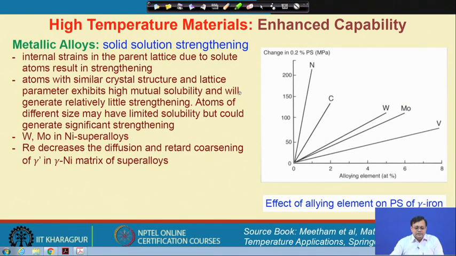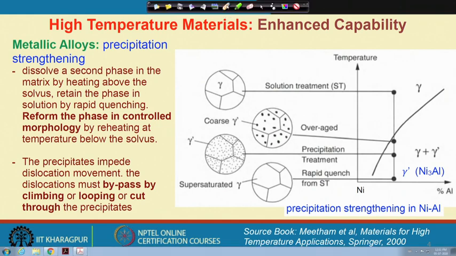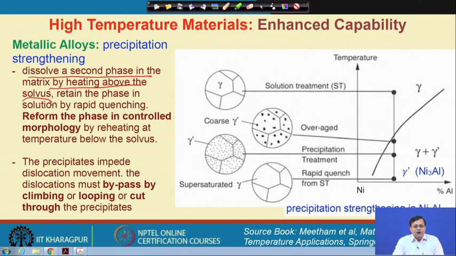Now, the second issue is the precipitation strengthening. By precipitation strengthening, we can enhance the strength of an alloy. How do we do that? It is a very common age old strategy: we dissolve a second phase in a matrix by heating above the solvus. We should see the phase diagram, and here I show you a nickel and aluminum phase diagram. This is the solvus line. Here the gamma phase is stable and here the gamma plus gamma prime phase is stable.